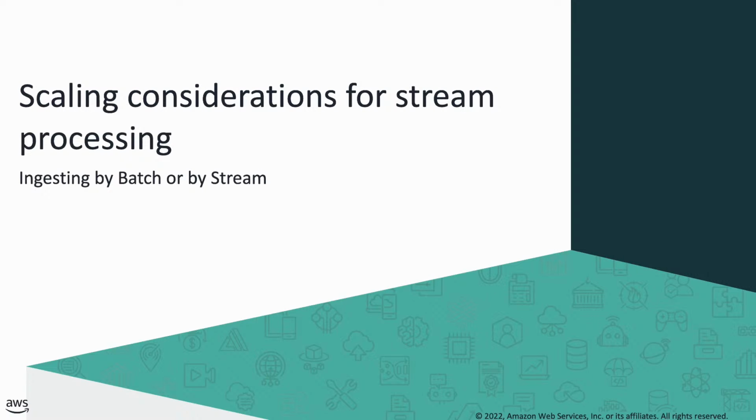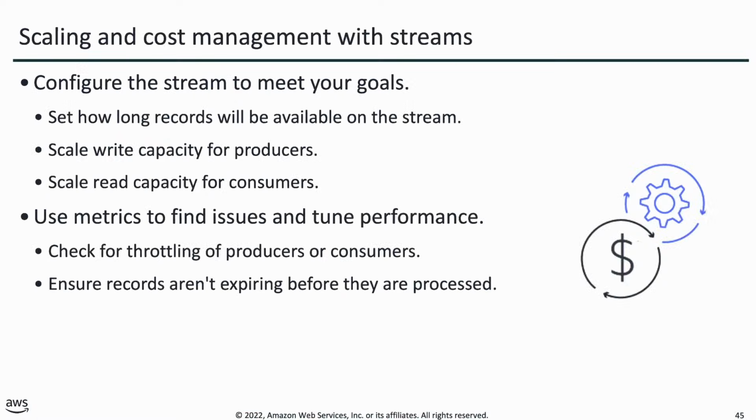So what are some scaling characteristics for stream processing? Great question. Well, basically, it's a way of thinking about streams using metrics to check that the processing is not being throttled.